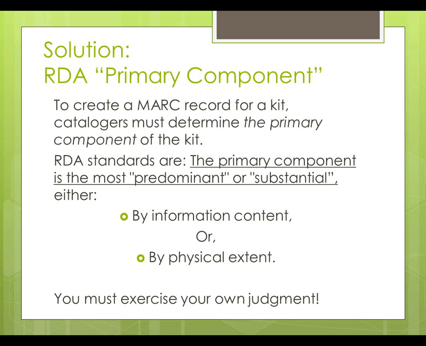So the most predominant or substantial item in the kit could be the one that contains the most information. It could be the one that is physically the largest or biggest or has the most number of pages or who knows what. So there's two basic possibilities there, and as the cataloger, it's up to you to figure out on a case-by-case basis exactly how you're going to apply this standard.